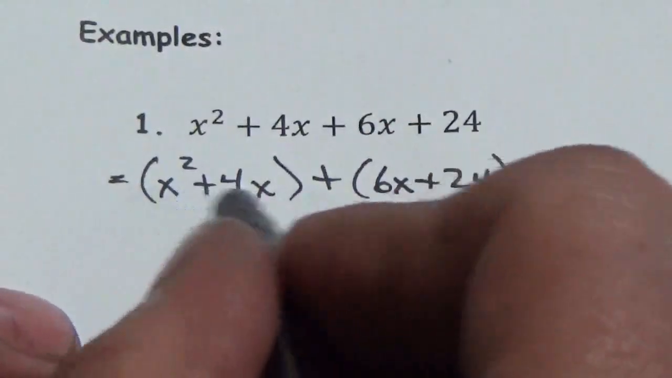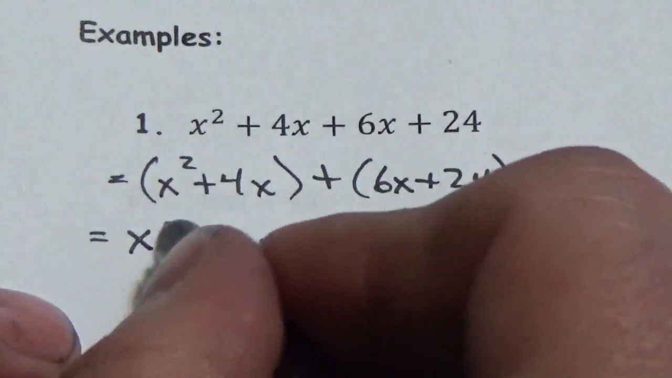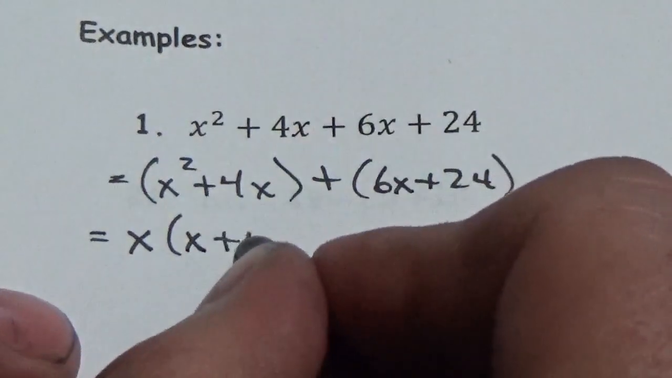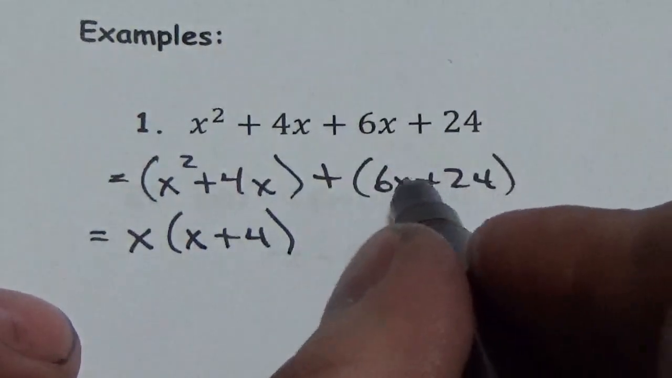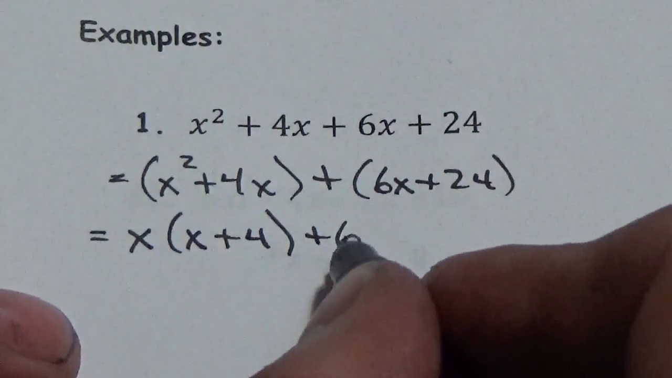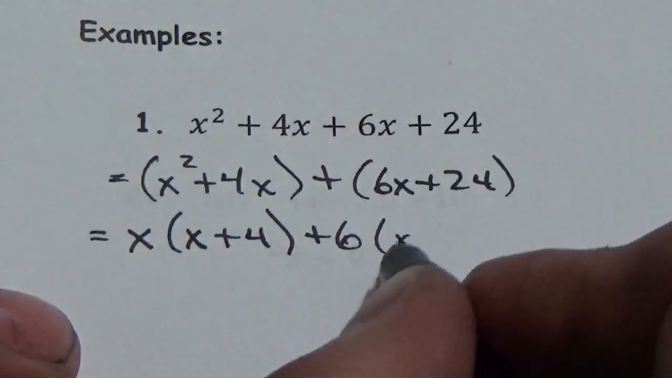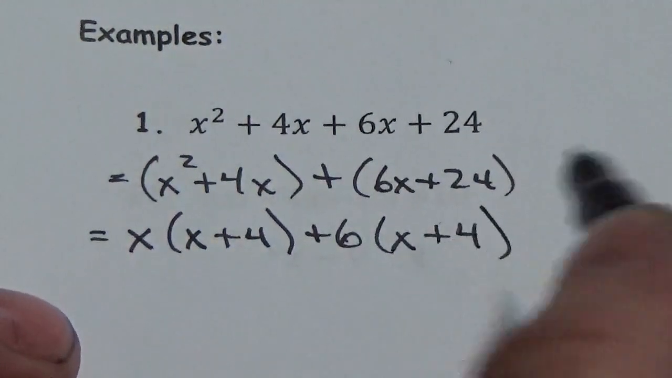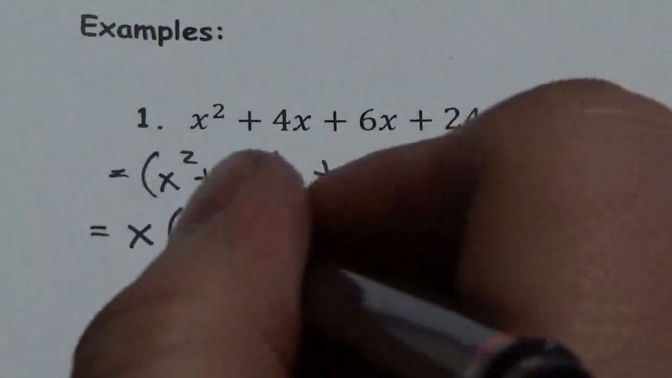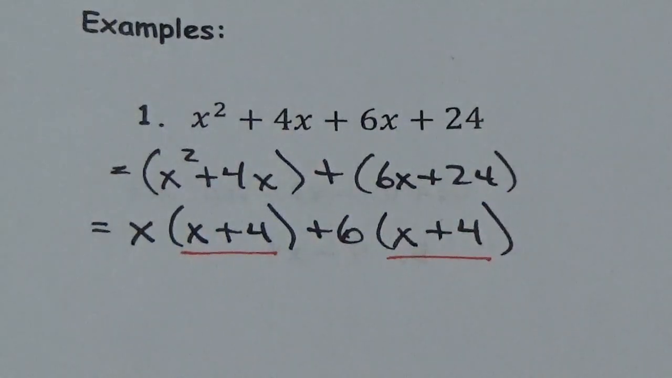Now, what has been distributed to those two terms in this first set of parentheses? Well, just an x. And when I divide both of those terms by that x, I'm going to be left with x plus 4. In these two terms here, there's a common factor of 6. And when I divide both of those terms by that 6, this becomes x, and that becomes 4. Now, I can tell that I've done this correctly because in each of these terms is a common x plus 4, this binomial factor.